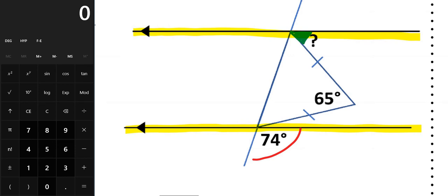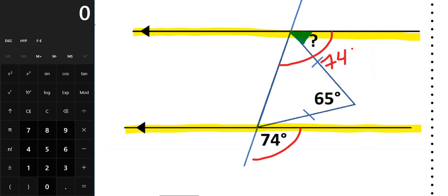74 degrees is the measure of that bottom right angle, which means that this angle at the top, which corresponds to 74, is also going to be 74. So this entire red angle here is 74 degrees. Now, I don't have the green part that I want. I have the entire red angle, which is divided into two parts. So this whole thing here is 74, but I need the green part. So let's keep thinking.